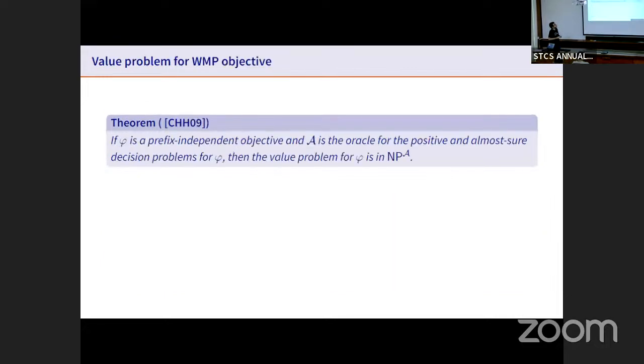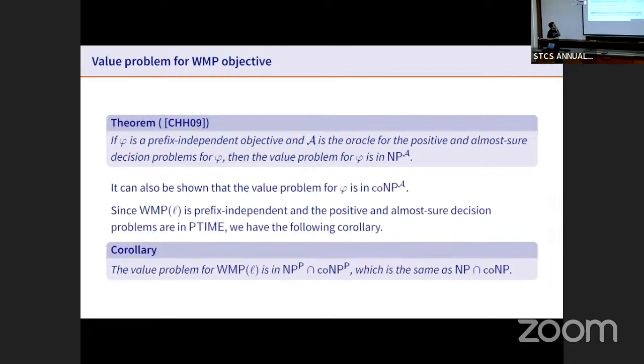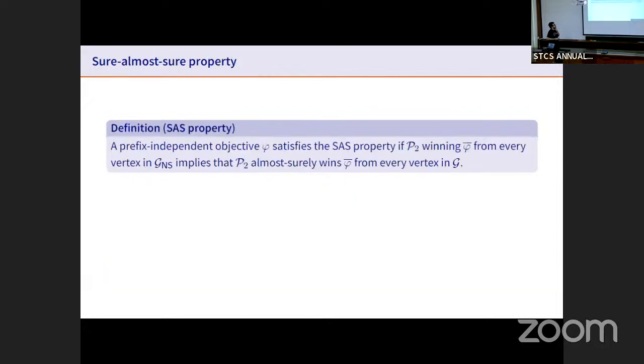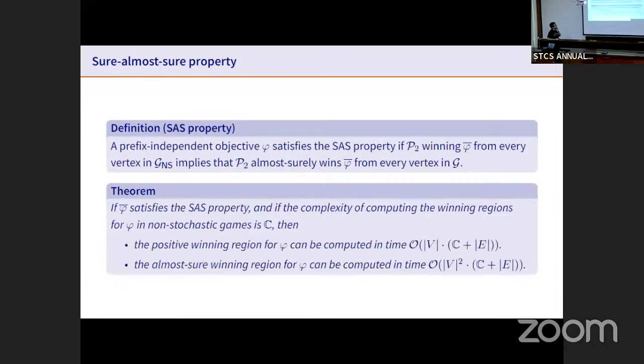And for the value problem, there is a 2009 result that if you have a prefix-independent objective, and the positive decision problem has an oracle A, then your value problem is in NP to the A. And we have shown that our positive and almost sure problems are in P time. So our value problem is in NP to the P intersection co-NP to the P, which is just NP intersection co-NP. Skip this.